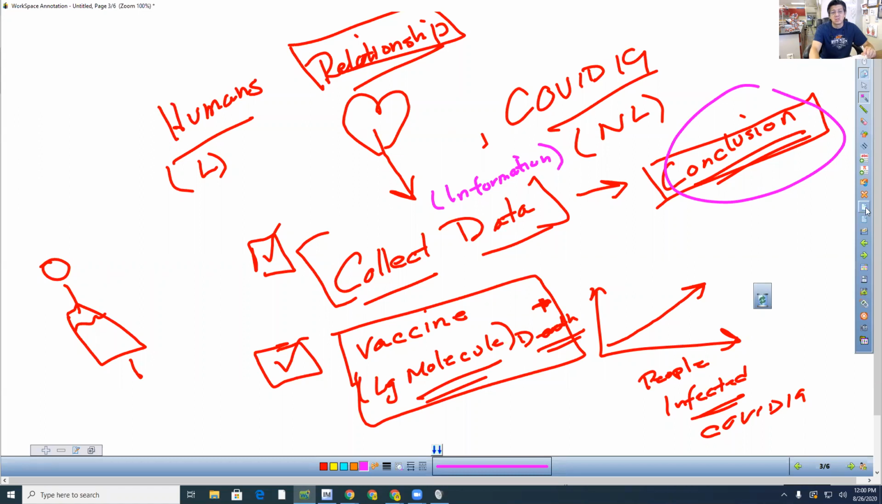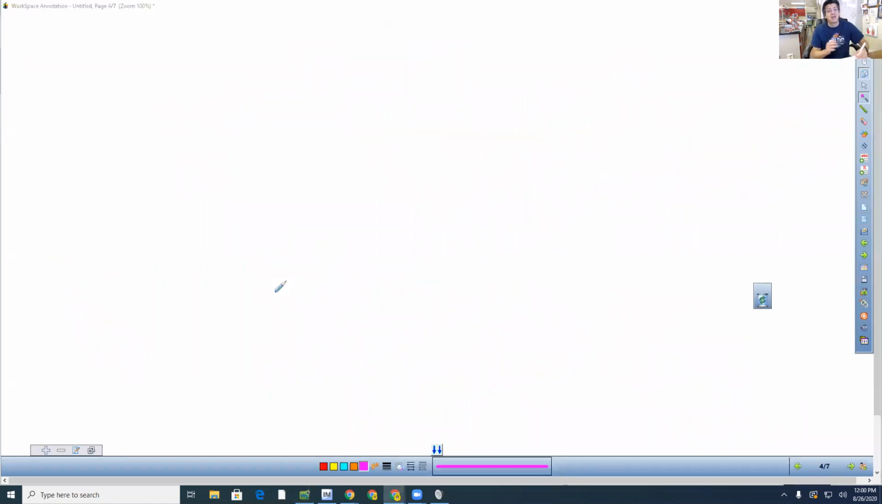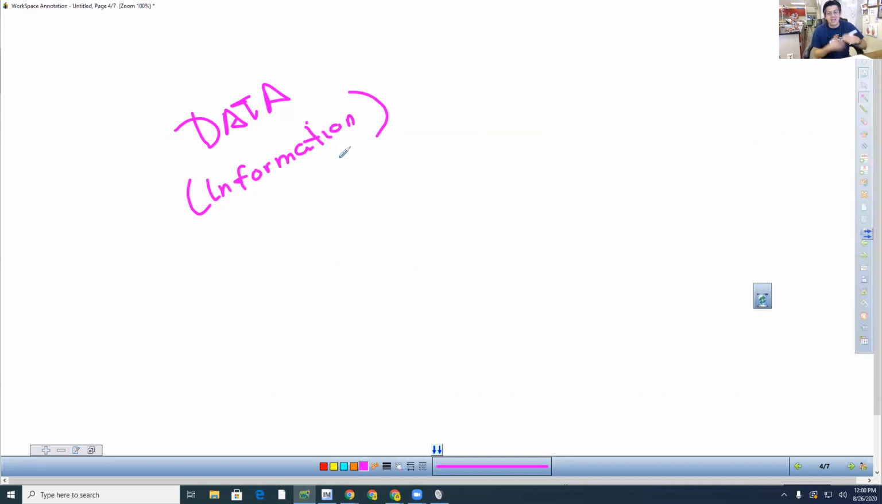Questions, concerns? And finally, I'll leave you with this. Data is information, okay? That scientists collect when they're studying a relationship. Now, there's two types of data that we talked about. Okay, so I'm going to give Alexi Diaz a chance to get some extra credit points here. Alexi, what are the two types of data that were talked about in your reading?